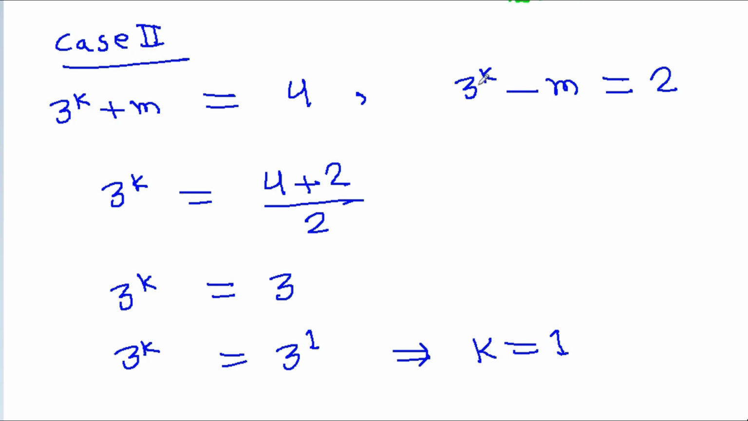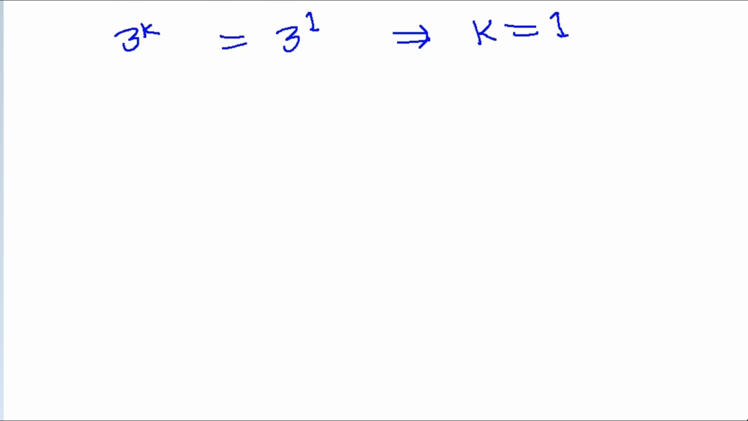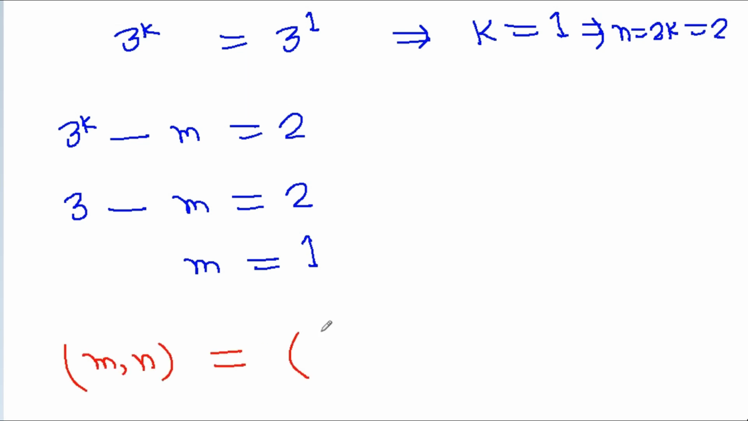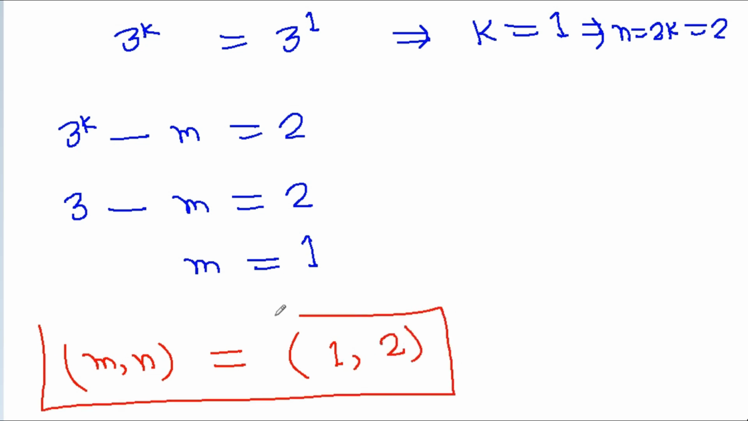And we have 3 power k minus m is equal to 2, and k is equal to 1. So we get 3 minus m is equal to 2, or m is equal to 3 minus 2, that is 1. And n is equal to 2k, that is 2. So m is 1 and n is 2. It is the only value of m and n.